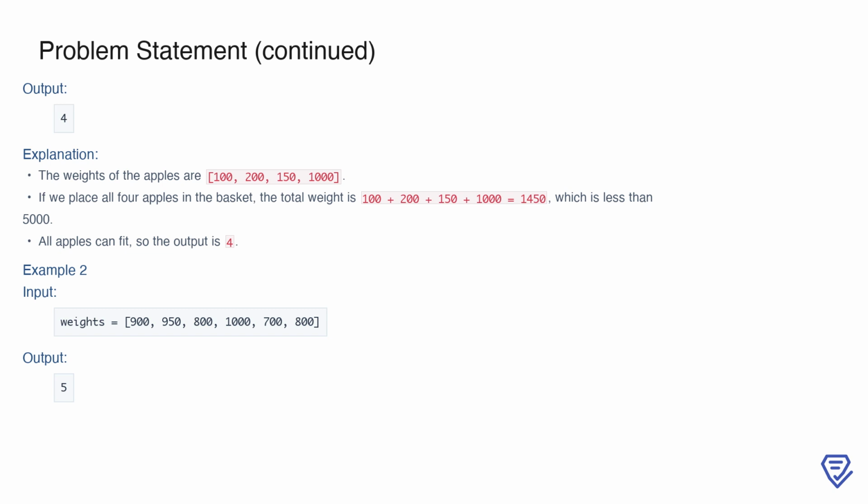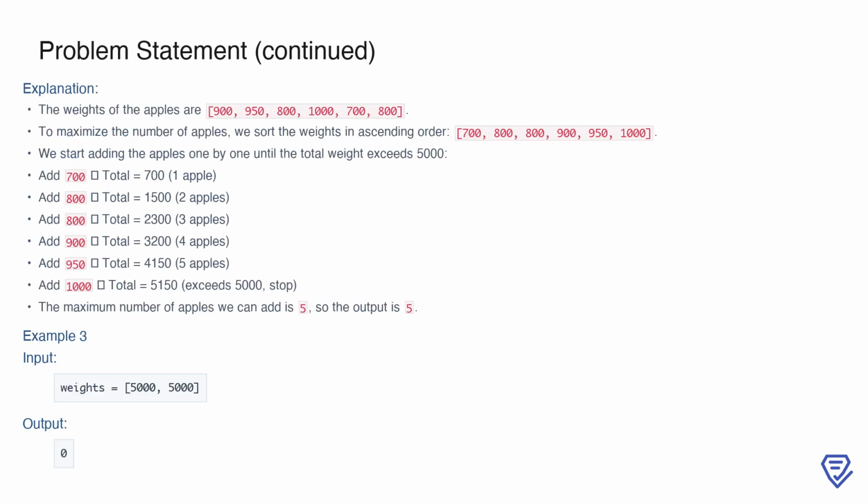In another example, with the input 900, 950, 800, 1000, 700, 800, the goal is to fit as many apples as possible without exceeding the weight limit. The optimal approach involves sorting the weights and adding the lightest apples first to maximize the count. When you do this, you can fit 5 apples before exceeding the limit, so the output is 5.